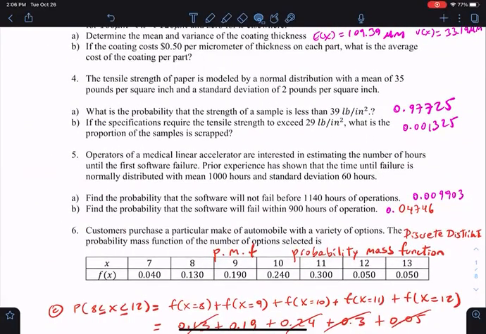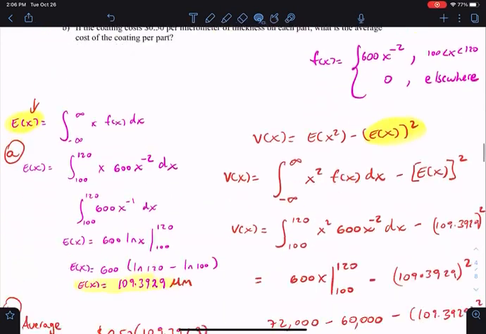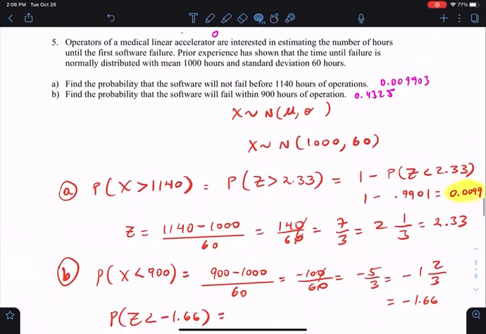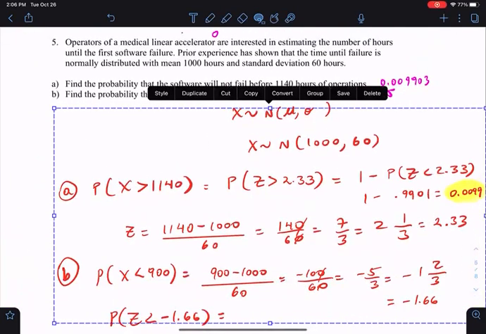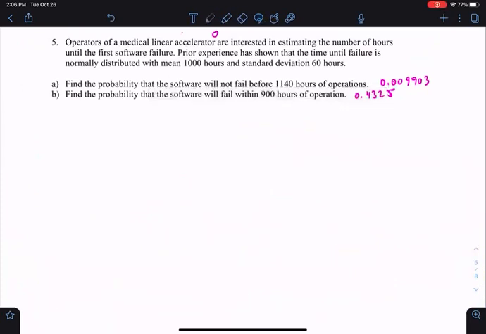Operators of a medical linear accelerator. Okay, let me see if I have that. I already copied that. Yeah, here it is. So here they're asking you.